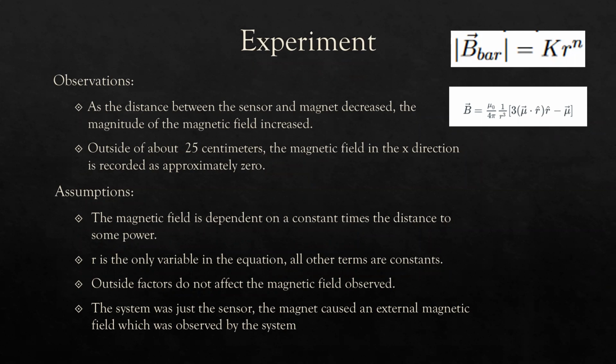A couple of assumptions I made were that the magnetic field is dependent on a constant times the distance to some power, which is pictured in the top right. R is the only variable in this equation. All other terms are constant. And outside factors do not affect the magnetic field observed, such as the Earth's. And the system was the sensor. The magnet caused an external magnetic field, which was observed by the system.